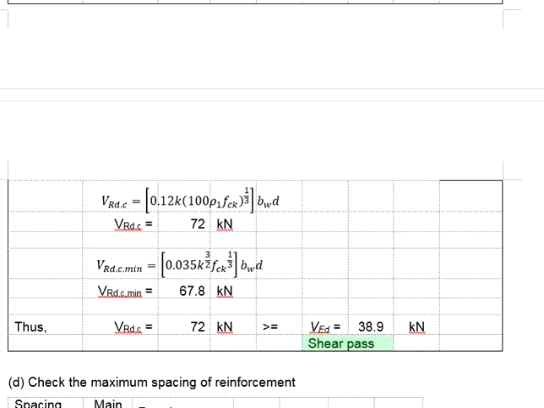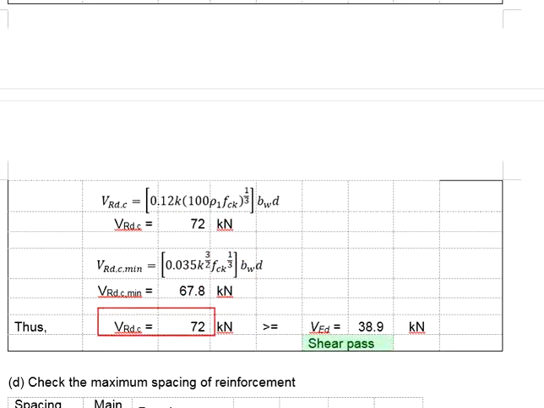You will do the same to find the VRd,c minimum. k calculated as 2, fck 25, b 1000, d 137. You get the VRd,c minimum of 67.8 kilonewton. The shear resistance of the staircase will be the larger value of the two. That means you will have VRd,c equals 72, since it is larger than the VRd,c minimum.